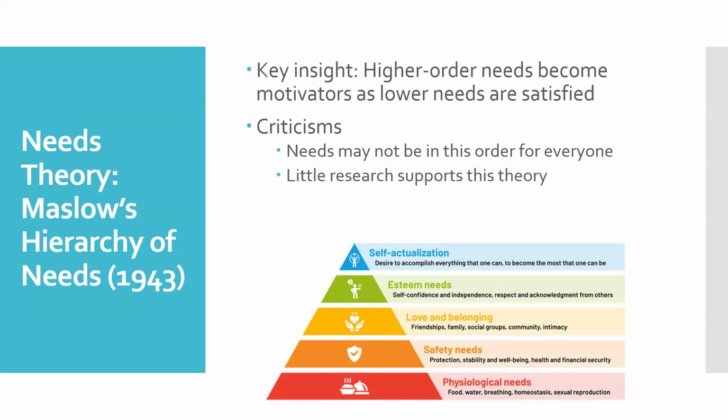So the key insight here is higher order needs become motivators as lower needs are satisfied. So in this theory, theoretically, you have to meet the lower level needs for people to move up in that pyramid. But the criticisms are that these needs may not be in this order for everyone. And in fact, you can often have needs in different categories at the same time.